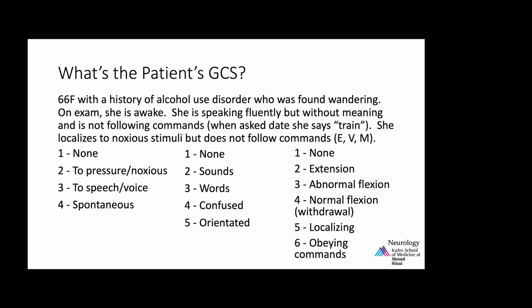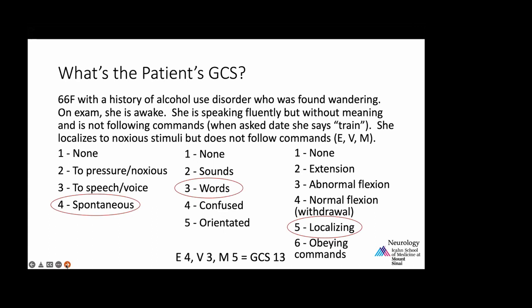Yep, so great, thank you guys. So her eyes are open spontaneously, perfect, so that's a 4. She is speaking fluently without meaning. So this is where I think it's kind of tricky. Verbal is a 3. I think that one is a little tricky on this one. And then she's localizing but unable to follow command. So this is what I'm saying, it's actually, I think, tricky.